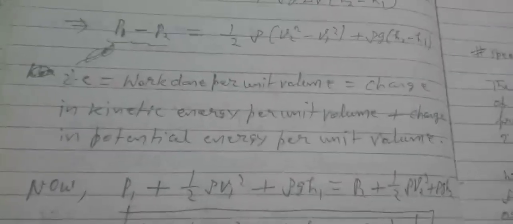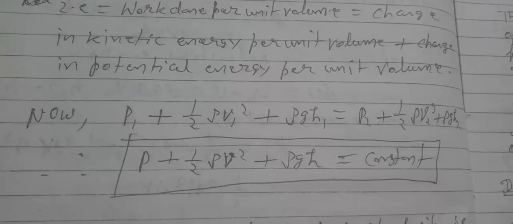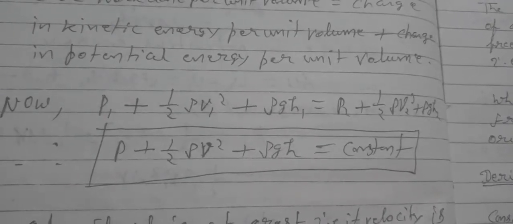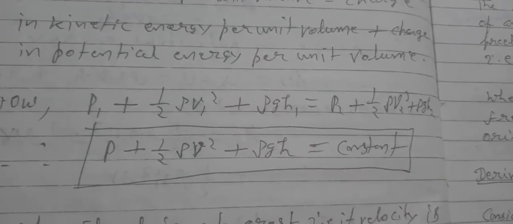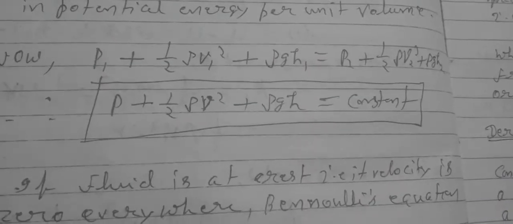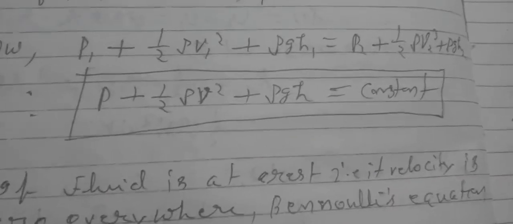Now, we can write P1 plus 1/2 rho V1 squared plus rho g h1 equals P2 plus 1/2 rho V2 squared plus rho g h2. Hence, P plus 1/2 rho V squared plus rho g h equals a constant.